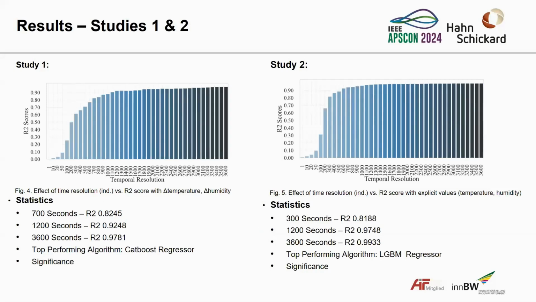So here are the results for study 1 and 2. On the left side, what you see is the temporal resolution. It goes from 1 to 3600, and for the corresponding values, we see the R2 scores.